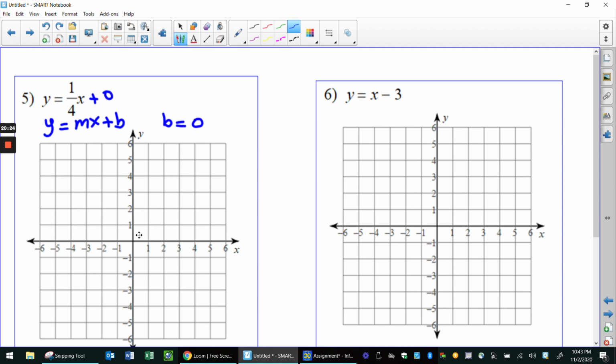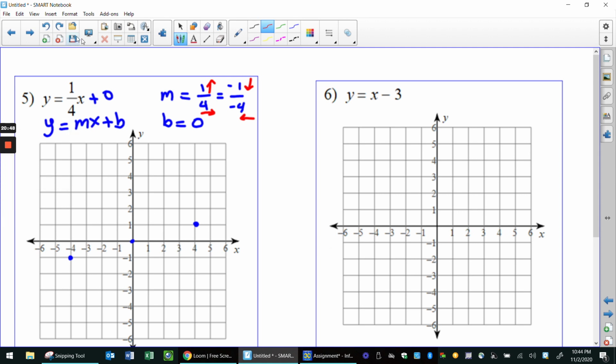That's where my line is going to cross the y-axis, at 0, so I can begin here. And then I can go ahead and move with the slope, which is, well, I'll let you figure out what that is and graph number 5 on your own. Go ahead and do that. We'll be back.